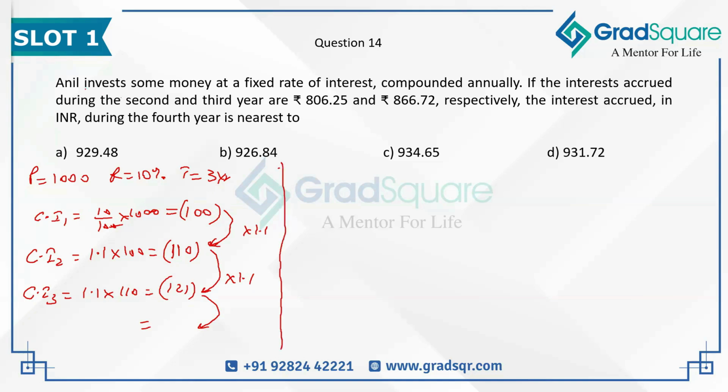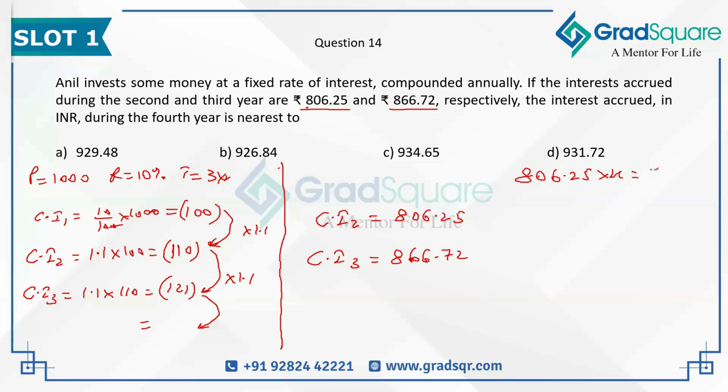Now, if you look at this question, Anil invests some amount of money at a fixed rate of interest compounded annually. If the interest accrued during the second and the third year are 806.25 and 866.72. So what is given to us? Compound interest for the second year is 806.25. And what is the compound interest for the third year? Compound interest for the third year is 866.72. So we should now understand that 806.25 multiplied by a factor x would then become 866.72, with the help of the example that I had given you over here. Correct? So what will be the value of x?